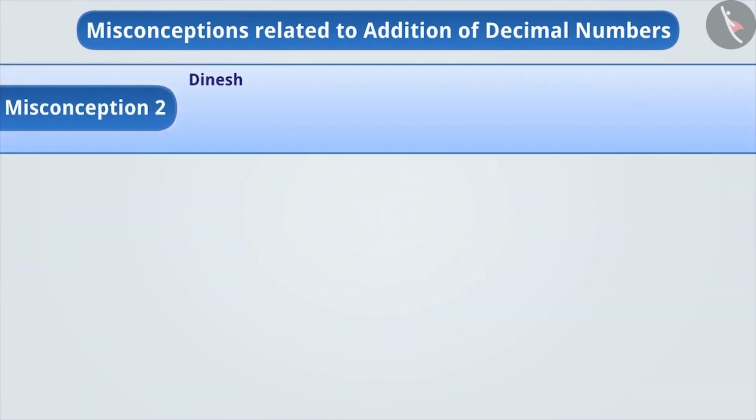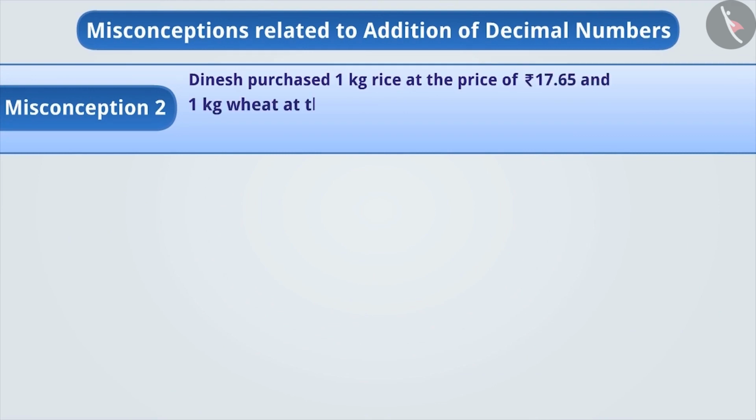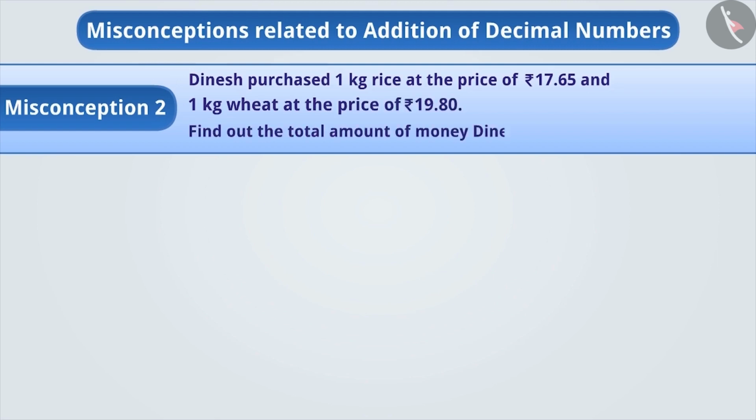Misconception 2. Dinesh purchased 1 kg of rice at the price of rupees 17 and 65 paise and 1 kg of wheat at the price of rupees 19 and 80 paise. Find out the total amount of money Dinesh has to pay the shopkeeper.